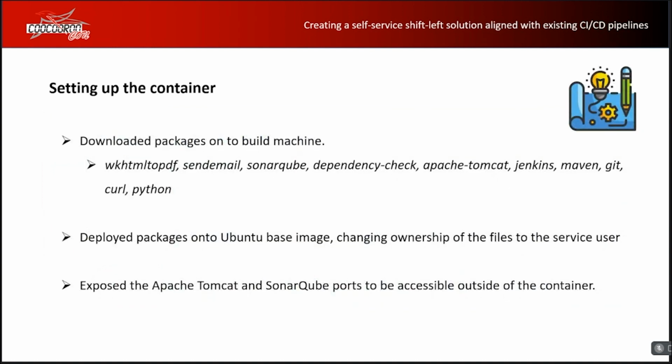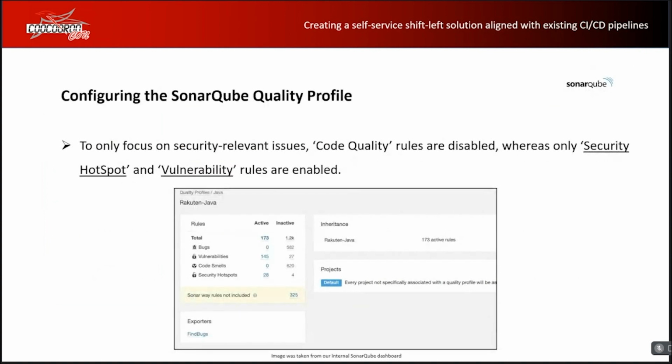Other required packages were usually the HTML parser and send email binaries, and we used them to convert the OWASP dependency check report from HTML to PDF, and then send both the SonarQube and OWASP dependency check reports over email as a notification message when the scans were completed. They also needed Maven, Git, Curl, and Python, as used for the Jenkins jobs. After deploying all packages on the Ubuntu base image, the ownership of the files was changed to the same service user, and then we exposed two ports, the Apache Tomcat port and the SonarQube port, to be accessible outside of the running container to provide the accessibility.